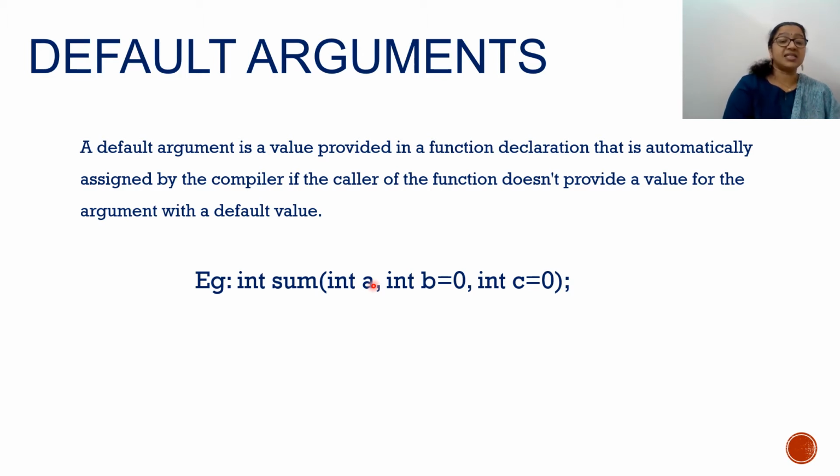If you are passing three arguments, the first will copy to a and the second will copy to b. So that time the 0 will be overwritten. And same like c also will accept the new value and 0 will be overwritten. So this is default argument. Now let us implement this in a program.